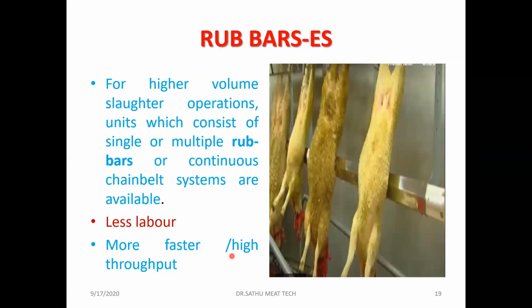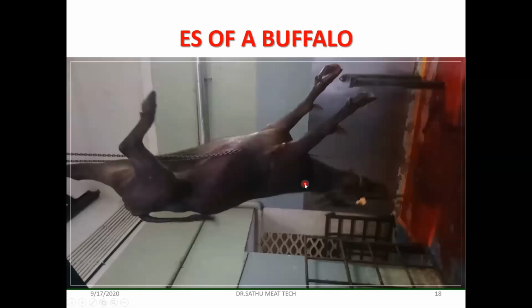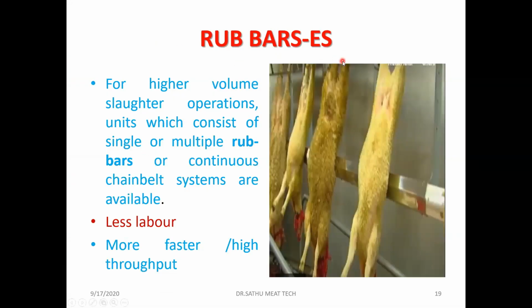You can see the probe is kept here. That is the individual animal we are doing this electrical stimulation on. Next step is the rub bar electrical stimulators. This is mainly used for high voltage electrical stimulation. You can follow low voltage also, where the throughput is very high. This is less labor intensive, but the capital cost is high.